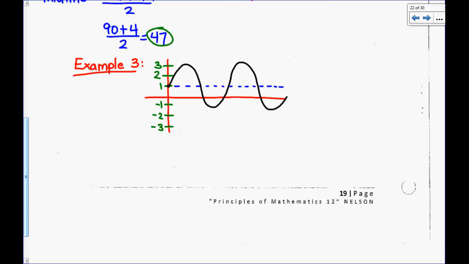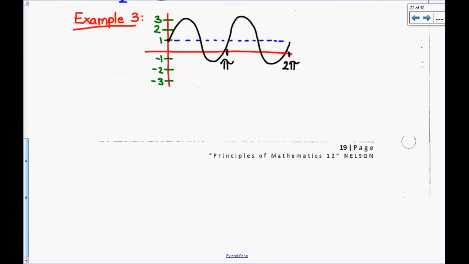Okay? Now this point here, where the graph starts to repeat, this point here is pi. And this point here, right here, where it's repeated again, is 2 pi. Okay, now what I would like from you is number 1, determine the amplitude, period, and midline.